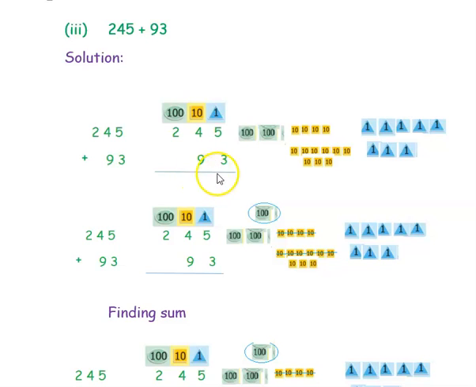Then the number 93 has 3 ones. So 1, 2, 3 ones. And then 9 tens. 1, 2, 3, 4, 5, 6, 7, 8, 9 tens.